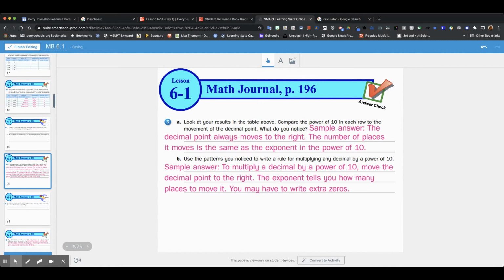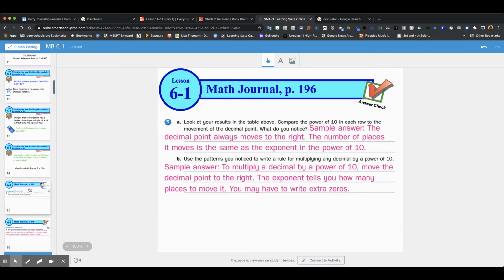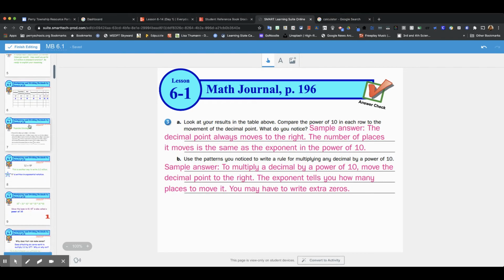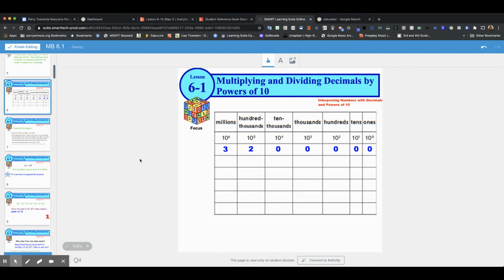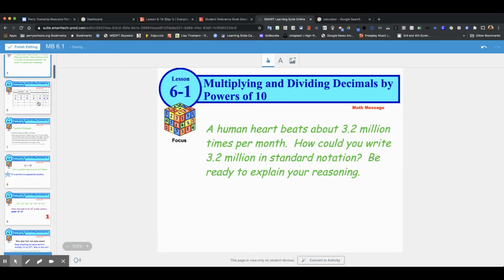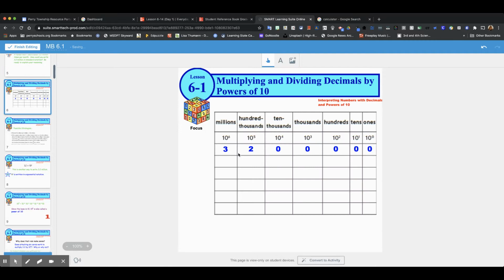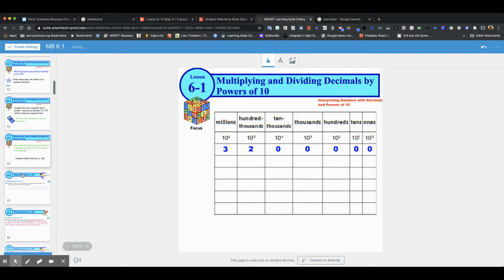So a sample answer for a rule that we could write is to multiply a decimal by a power of 10. You move the decimal point to the right, and the exponent tells you how many places to move it. You may have to write extra zeros. Does that connect to our opening problem here when we had 3.2 million? We had that decimal here, and then we moved the decimal six places. Sure does.